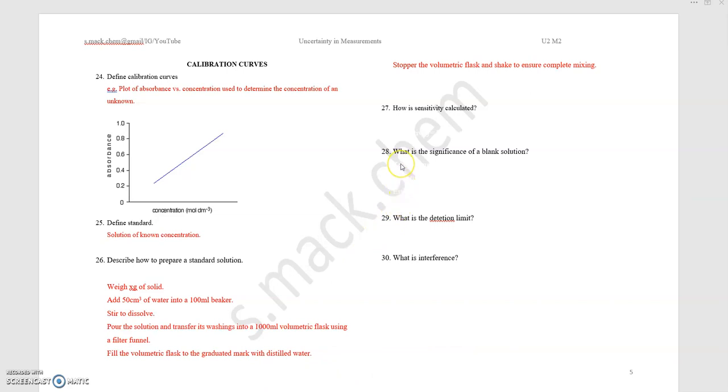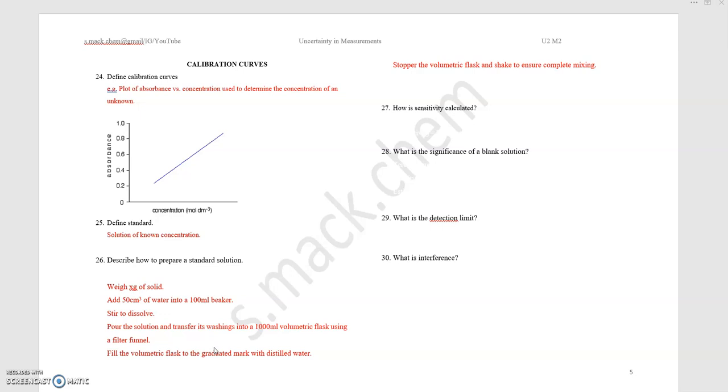Last but not least, after you have made up your standard solution, you still have to stopper and mix to ensure that there is complete mixing or dissolving of the analyte into the solvent, which in this case may be water. And that is how we prepare our standard solutions. We can change the quantity, which is the mass of our solid, which is dissolved into a fixed volume of water to create standard solutions of different concentrations.